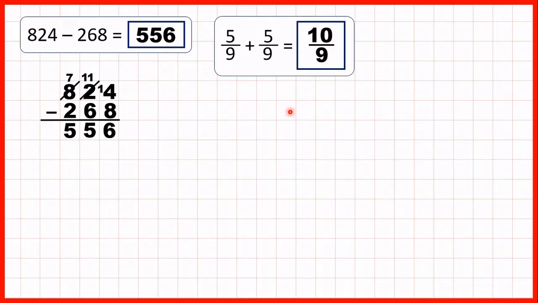Now we could change that back into a mixed number by dividing. 10 divided by 9 is 1 remainder 1, then the denominator stays the same, so we could write our answer as 1 and 1/9.